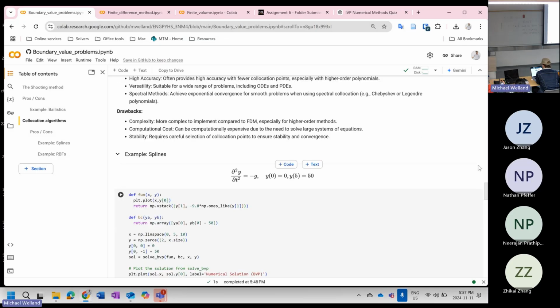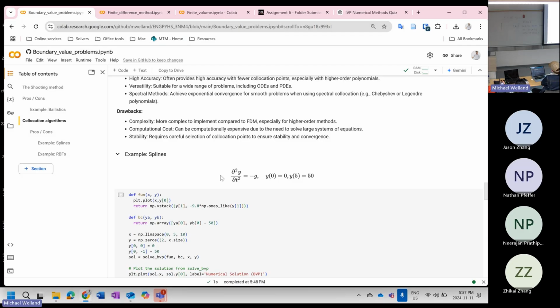Okay. Drawbacks, probably a lot more complicated, especially compared to finite difference, which is super simple. It's even a linear relationship, no problem with finite difference. Computational cost, I mean, kind of the same thing. We're stuck with solving large linear systems. And you do have to be careful with the stability, right? You do have to be careful where you're putting those collocation points in the first place.